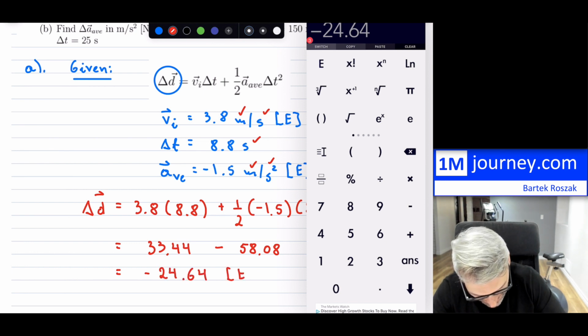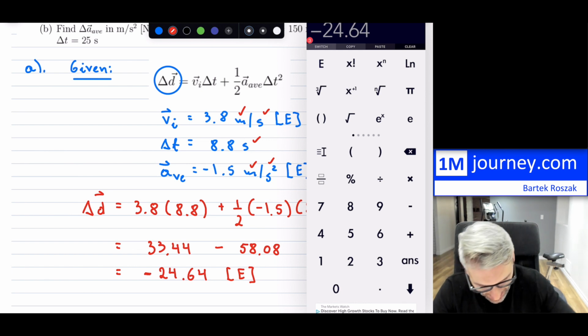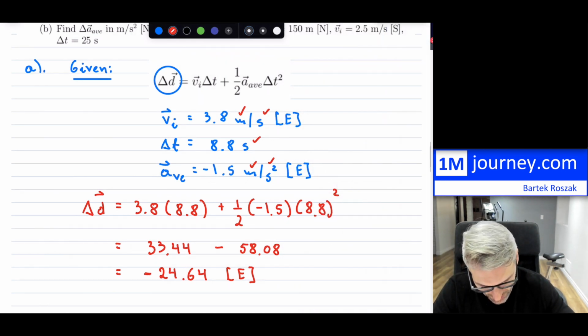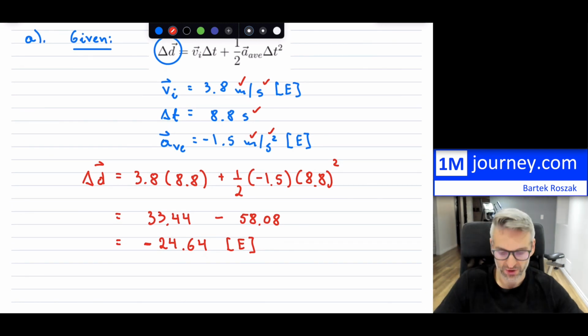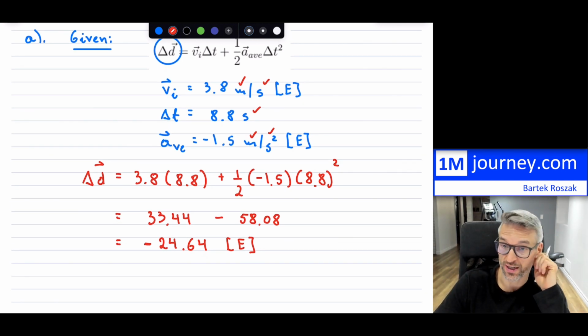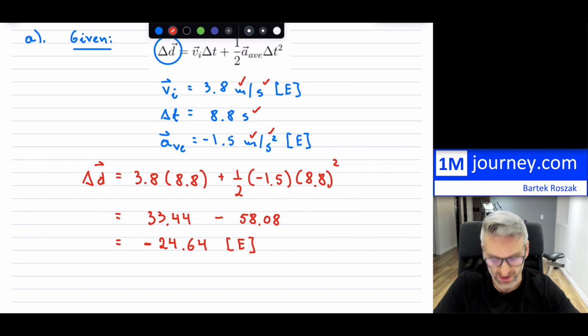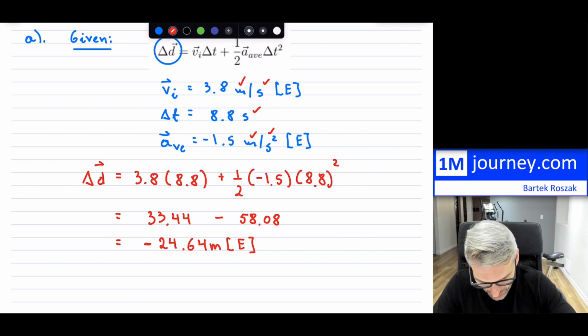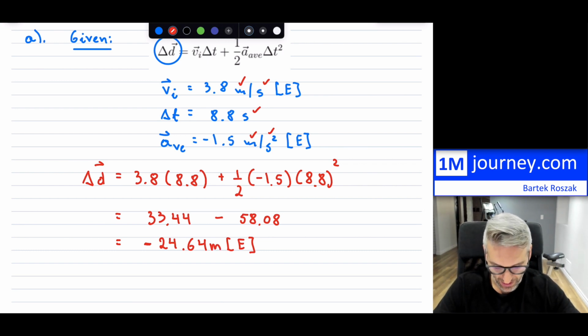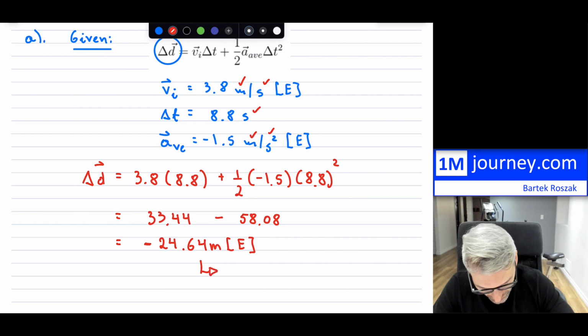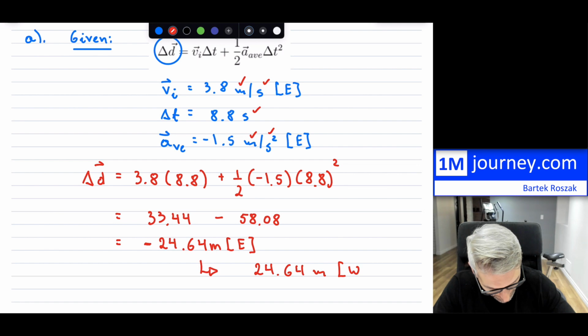All right, now that negative is a good indication for us. Because of this, it looks like whatever this was moving, it was starting off going east, and it started to decelerate, and then it started to go back. So the negative means that you're actually on the west side. So you're 24.64, and this would be meters because we were dealing with meters, and east. So it is the same thing as saying 24.64 meters west. Now they wanted it in east, so we'll keep it this way.